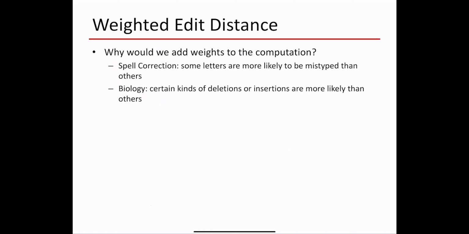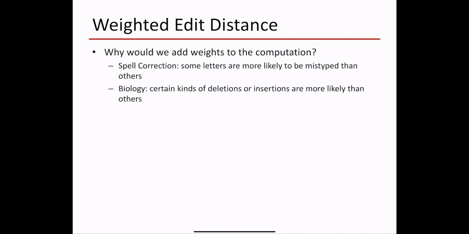Why do we need to weight the edit distance? Why would it add the weight to the computation? Spell correction: some letters are more likely mistyped than others. Biology: certain kinds of deletion or insertion are more common and more likely than others. Why is this happening? Let's think about spell correction.